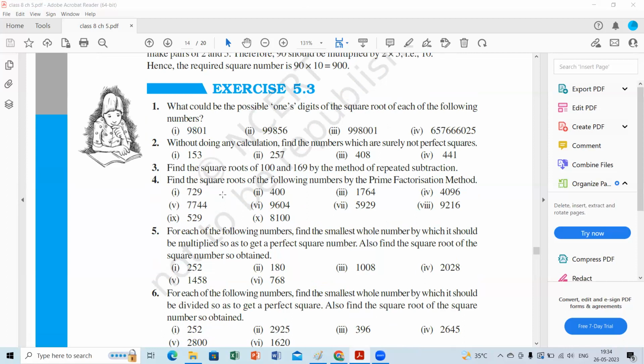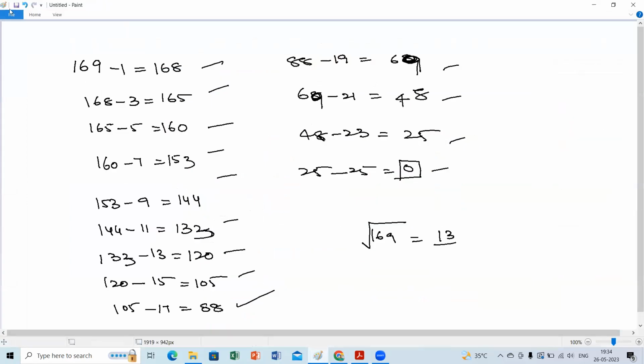Right. Next, the last, fourth bit. What is the fourth bit? Using the prime factorization method. I did not teach this yet, children, but you know it very well from your lower classes. So 729. Can I take a little bigger number so you can try for the smaller numbers? 9604. I'll try, children.